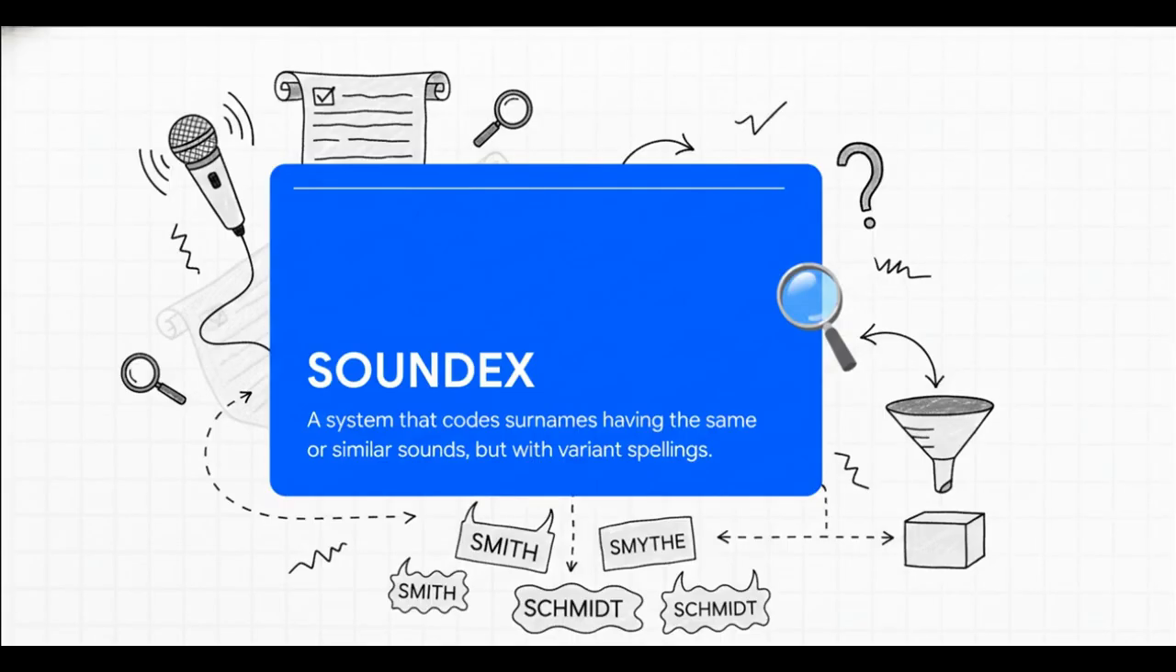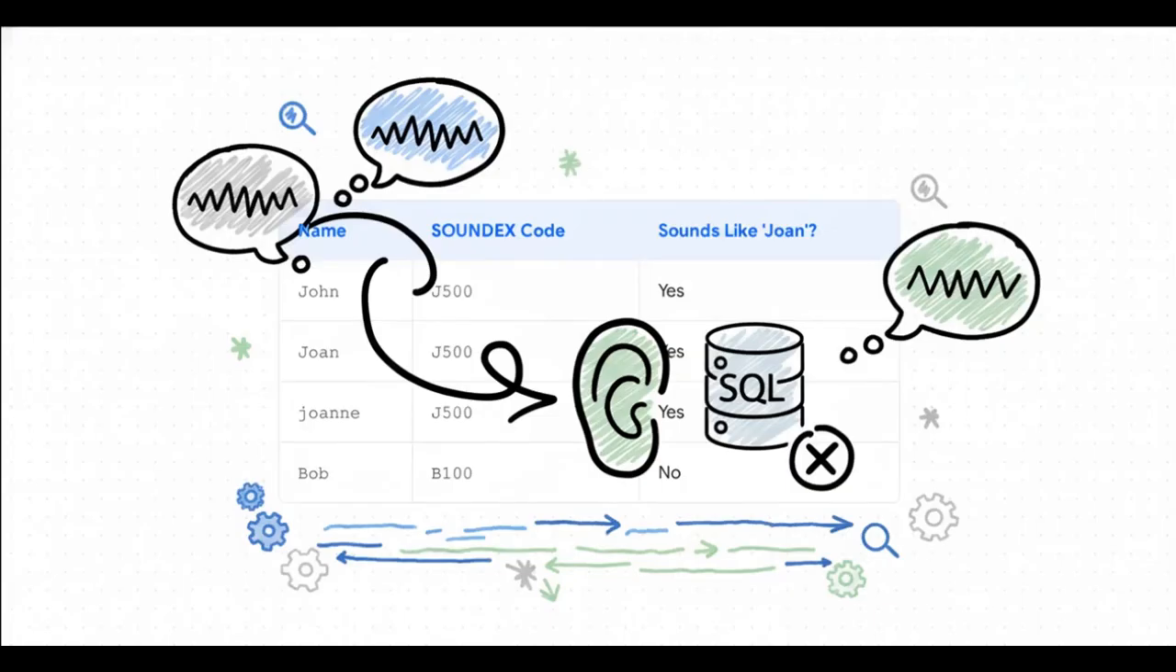Okay, but what about the really tricky stuff, like typos or different spellings of the same name? Well, the manual introduces this super cool, almost magical function for this called SoundX. It's actually a system that was developed way back in the 1880s for the US Census, and it codes names based on how they sound phonetically. Just look at how powerful this is. Even though John, Joan, and Joanne are all spelled differently, SQL is smart enough to know they sound the same, and it gives them the exact same SoundX code, J500. Bob, on the other hand, sounds totally different and gets a different code.